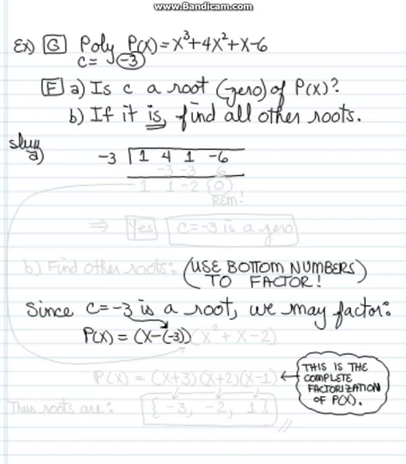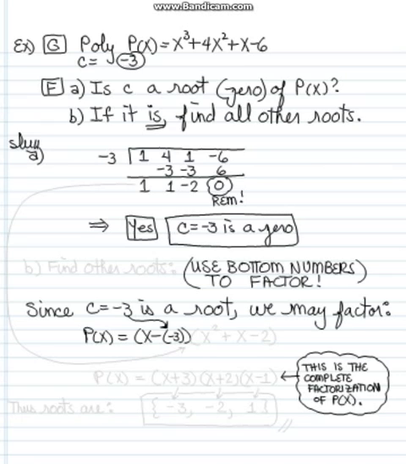Okay, bring down the 1, multiply by negative 3, we get negative 3. Add 4 plus negative 3 is 1. Multiply by negative 3, add, we get negative 2. Multiply, add, we get 0. We're having a party. Yes, yes, yes. We found that this c value that we tested, the one they gave us, c equals negative 3, is indeed a root, or otherwise called a 0 of the polynomial.